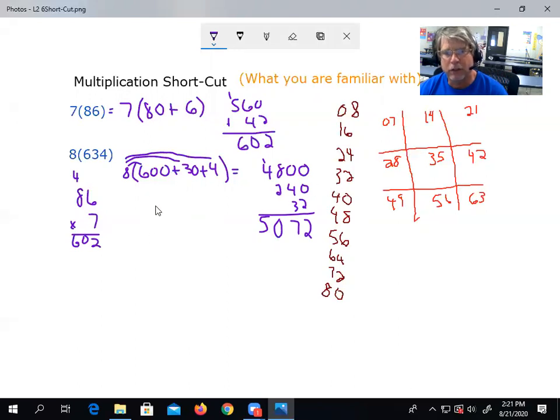But instead of doing all that, the shortcut says, well, just write the 634 on top and the 8 on the bottom to keep it kind of easier to do. So the bigger number goes on top, the one with the most digits. So 8 times 4 again was that 32. But here we don't bring down the 32, we just only bring down the 2 and we carry the 3 over to the tens place.